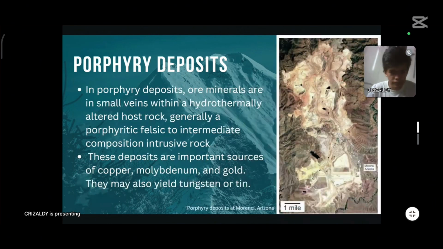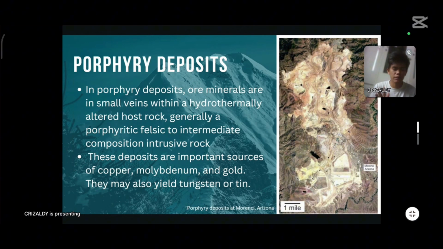In porphyry deposit, minerals are in small veins with a hydrothermally altered host rock. Generally, a porphyritic felsic to intermediate composition intrusive. These deposits are important source of copper, molybdenum, and gold. They may also yield tungsten or tin. Tapos yung image dito is an example of porphyry deposit in Morenci, Arizona. Gaya nga sabi, ang porphyry deposit commonly parang sa mga small veins din siya dumaan yung mga hydrothermal fluid sa host rock.